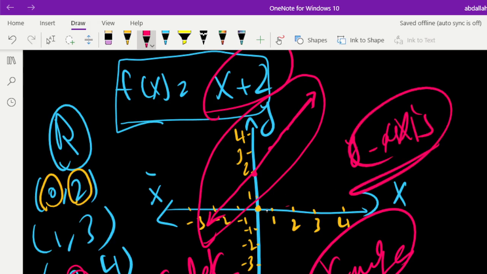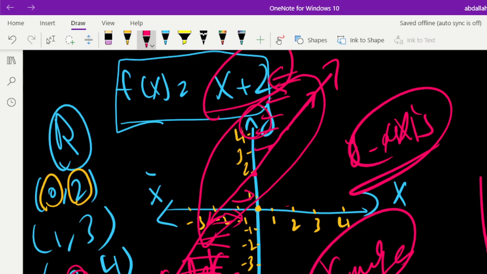And you know, this line is extended. You can extend it from here and here. This line extends forever, to infinity. So to determine the range, we have to look at the y-axis and see the whole values attained or covered by the straight line. When we find the values, you can see this line covers the whole y-axis.